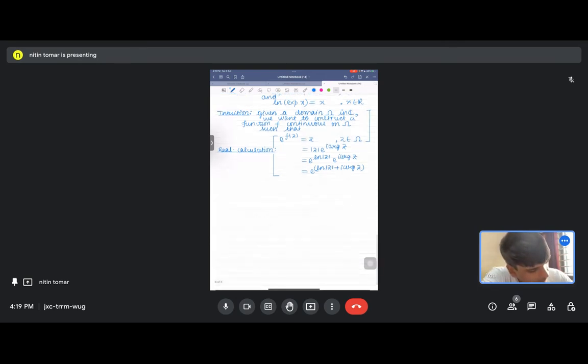So what does the common sense suggest? For z not equal to 0, first of all we need z not equal to 0, right? Because otherwise ln 0 is not defined. If z is 0, this ln|z| will not be defined, right?